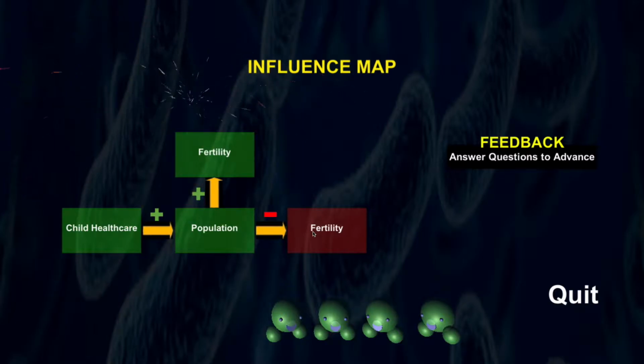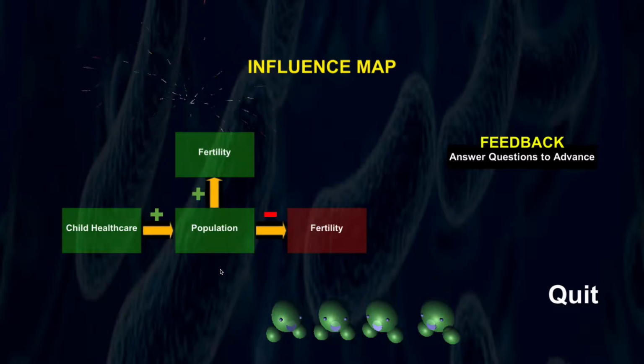So we can express this in an influence map as I have drawn here. We start out on the left. Child health care improves. That leads to children living, that increases the population, which you see right here.